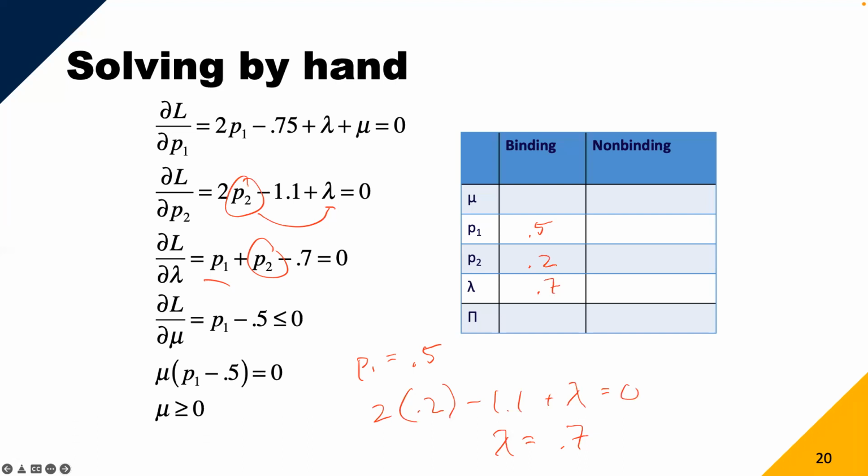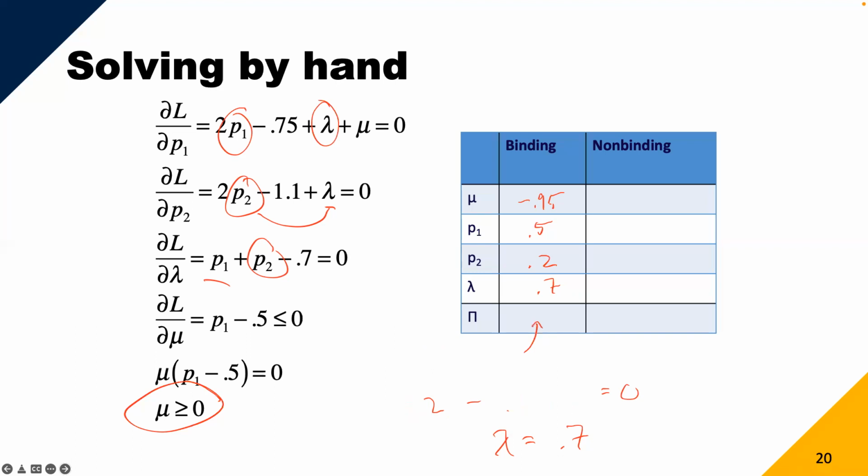And then I know my P1 and I also know my lambda, so I can solve for this equation here. And this would be equal to negative 0.95. That actually violates this one here at the bottom, but this is only active in your non-binding constraint. And so I can now take all of my values that are defined here and solve for my profit.